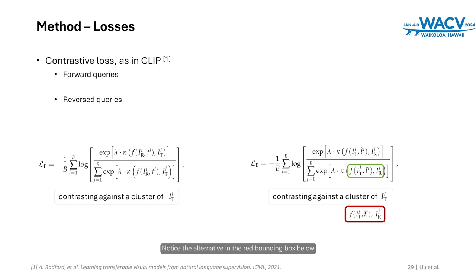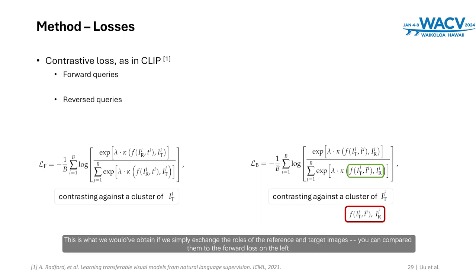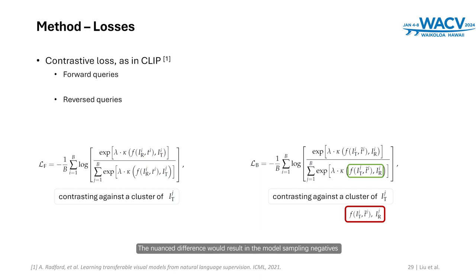Notice the alternative in the red bounding box below. This is what we would have obtained if we simply exchanged the rows of the reference and target images. You can compare them to the forward loss on the left. The nuanced difference would result in the model sampling negatives among the cluster of reference images instead of among the candidate target images. And that will create a mismatch between the training objective and the final goal, because the model will never be asked to distinguish among reference images in inference.